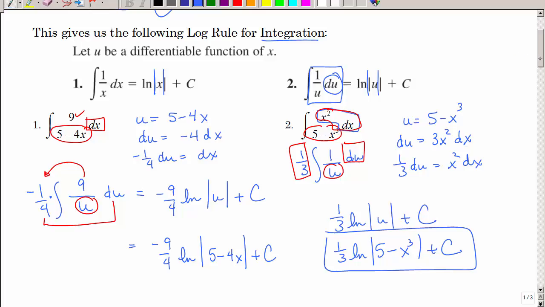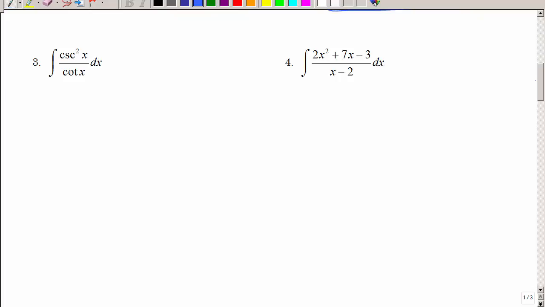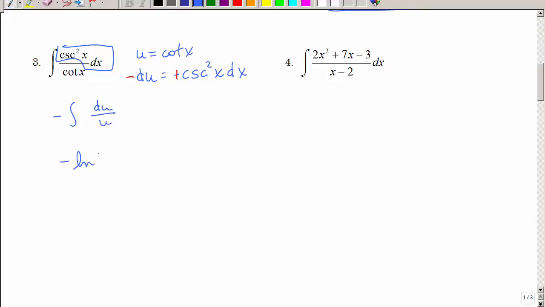Let's look at a few more examples. Trig. Now that looks weird, and who likes cosecant? I'm not a big fan, but let's just plod ahead. If I let u equal the cotangent of x, do you remember what the derivative of the cotangent is? It's negative cosecant squared x dx. Pretty good, except for a negative sign. And so this integral is negative du over u. So that's negative natural log of the absolute value of u, and then we have cotangent.